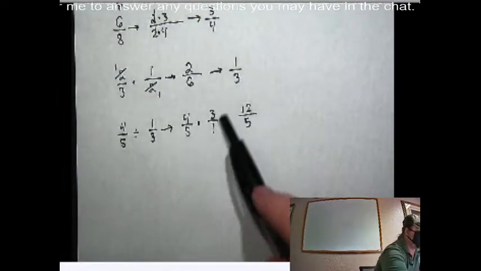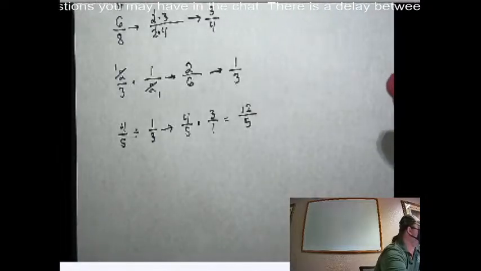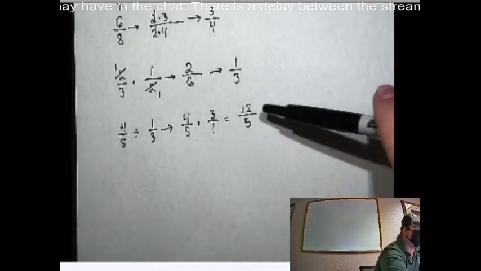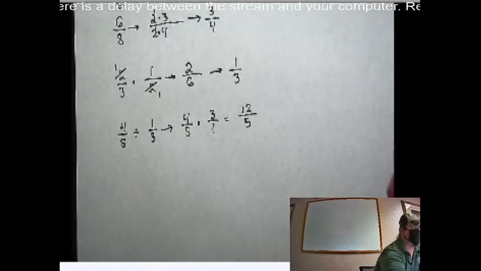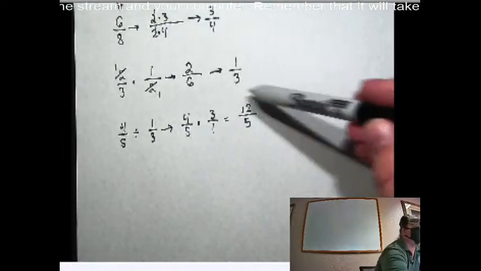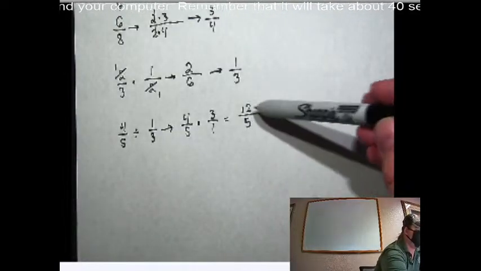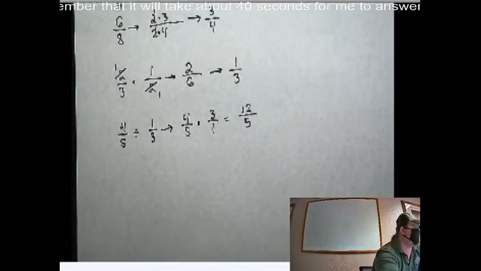And did we have any common factors on top and bottom here back in our problem? No. So can we expect that this is the simplest form? Absolutely, yeah. If we didn't have any common factors back here, we don't need to worry about them over here. In fact, 12 and 5, they don't have anything that can divide both of them.